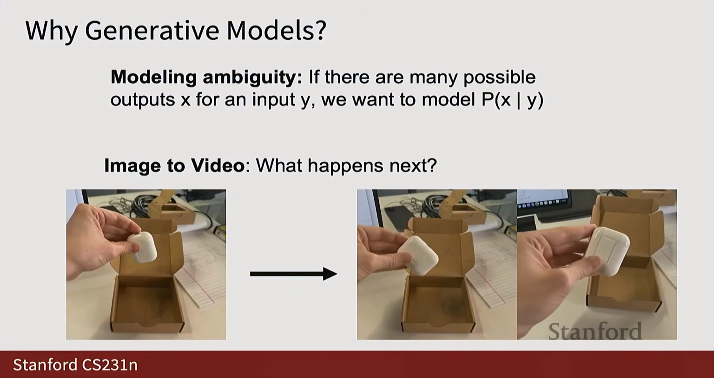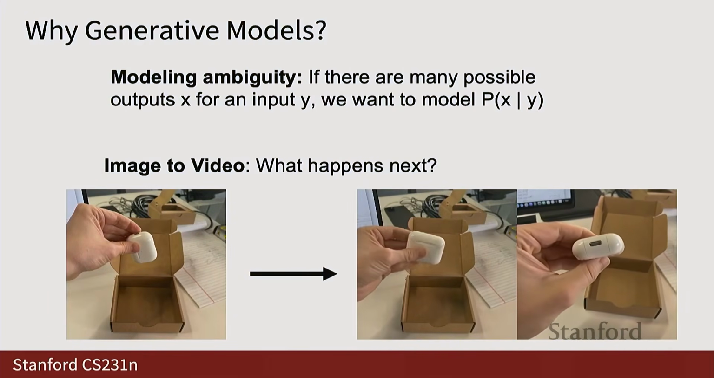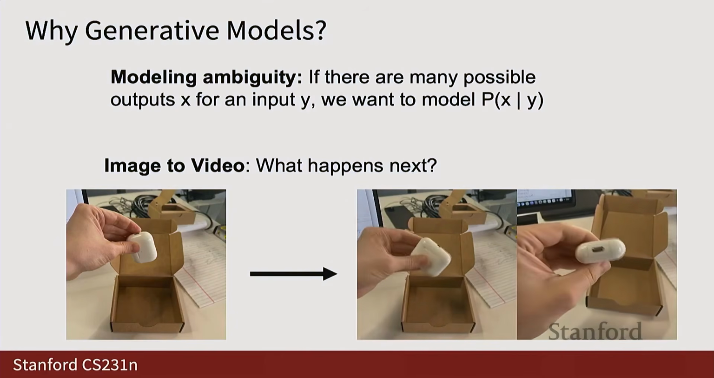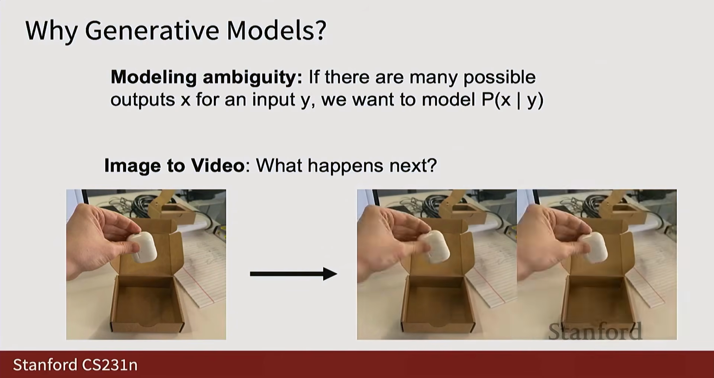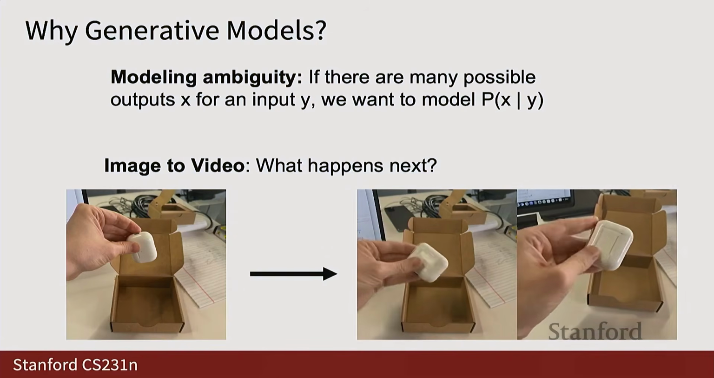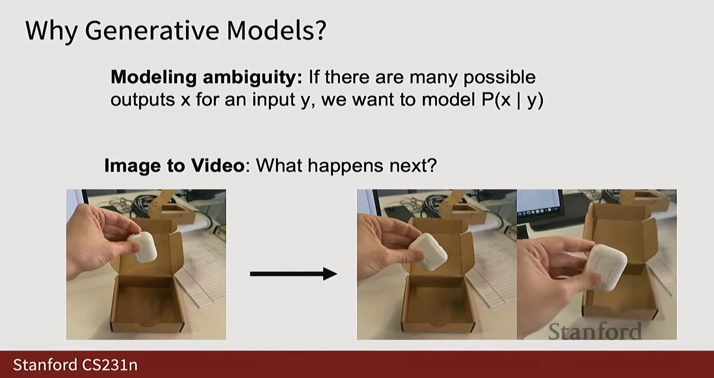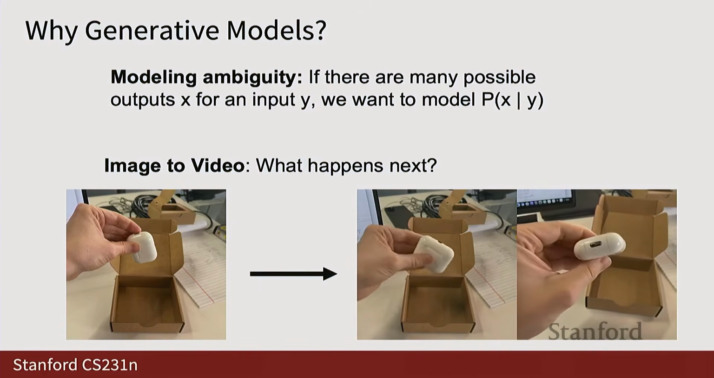Or image to video, input an image, what happens next? This was me holding my AirPods over a cardboard box. Maybe I'm going to drop it. Maybe I'm going to move my hand. Maybe I'm going to move my hand and the AirPods will morph into different kinds of AirPods. There's all kinds of things that could happen. A generative model in principle lets you kind of model and sample from these possible futures.